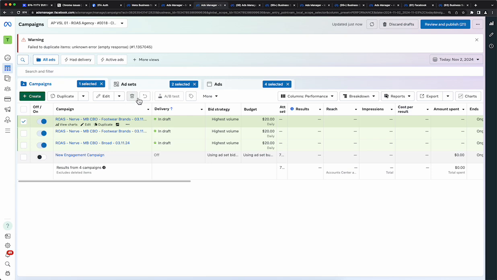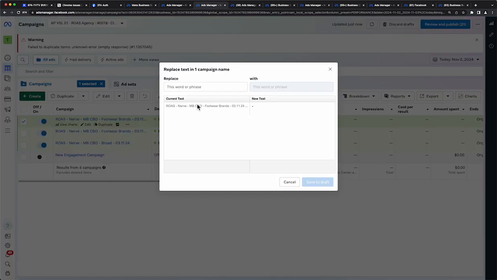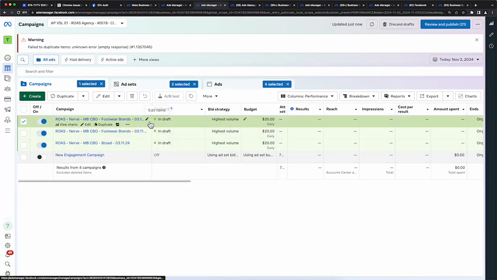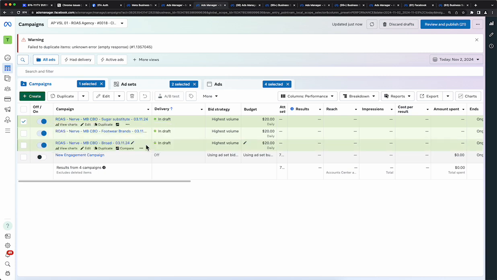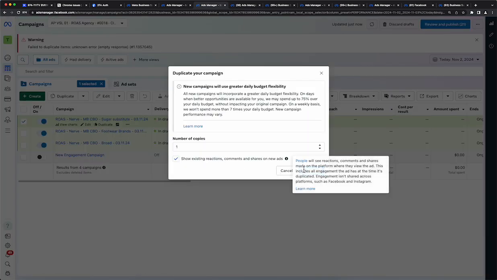Okay, and then we're going to do the exact same here. No, I don't really need to do that. I can just change it here. Remove copy and then replace footwear brands with sugar substitute. Save and then duplicate.